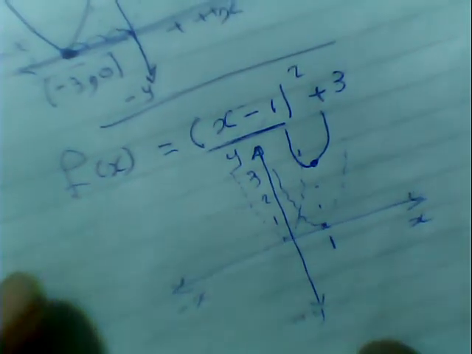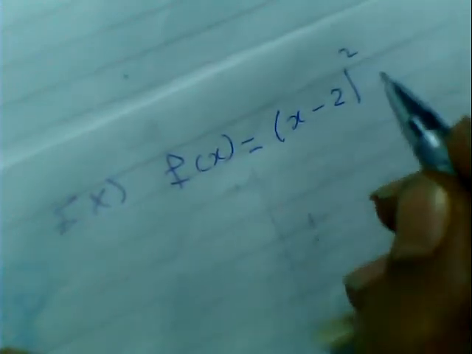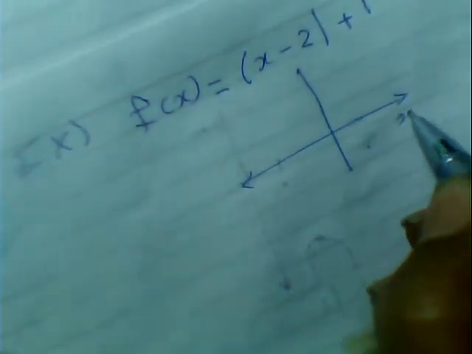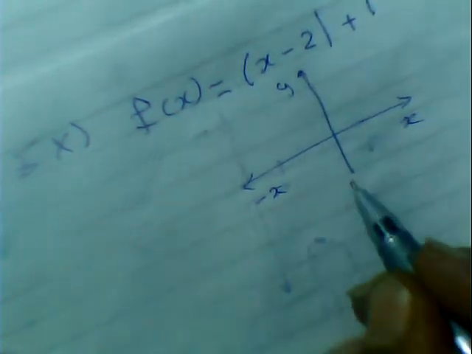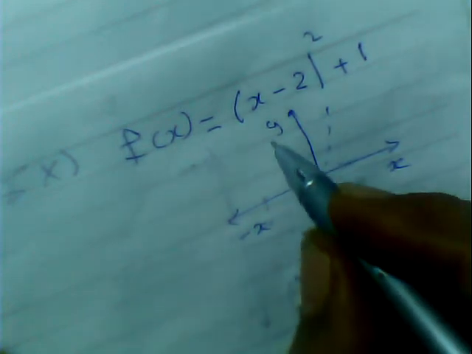Okay, another example. We can teach more and more. We have an exercise: how can we draw f of x equals x minus 2 square plus 1? We can draw the xy axis, x minus x, y minus y. How can we draw this? First I teach you how you can draw.